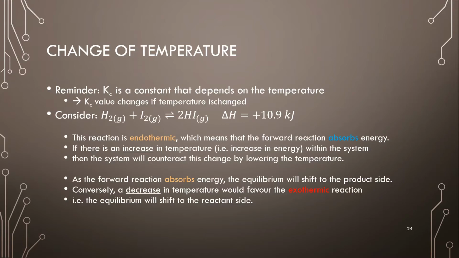As the forward reaction absorbs energy, the equilibrium will shift to the product side. Conversely, a decrease in temperature would favor the exothermic reaction, i.e. the equilibrium will shift to the reactant side. So picture this.